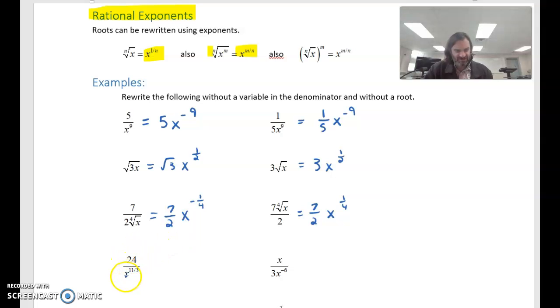The next one, 24 over x to the 11/3. Well, I really don't want to mess with that, but I don't want it in the denominator either. So bring it up as 24 times x to the negative 11/3. And the next here, I'm not trying to trick you, but it's x over 3x to the negative 6. Well, we can leave that 3 in the bottom as 1/3. But think about what we have here. We have x on top, and if we bring the x to the negative 6 up top, it'll be x to the 6. So we can clean this up as 1/3 x to the 7th.